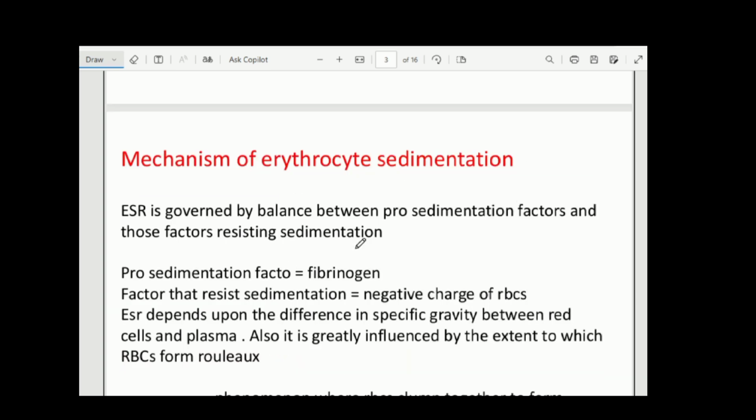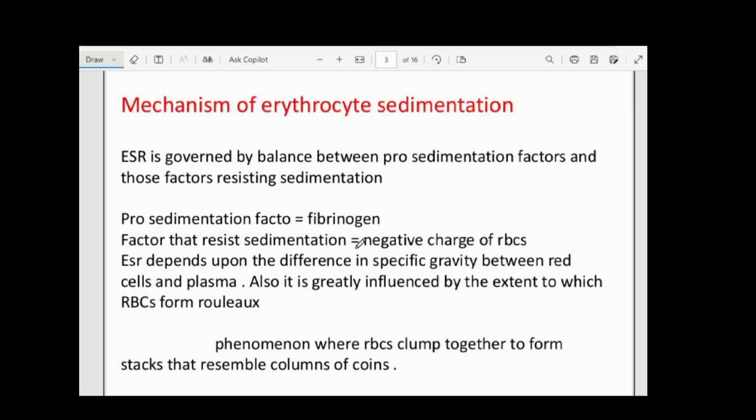Now what is the mechanism of that sedimentation? Why do erythrocytes sediment? In simple language, there is a positive force and a negative force which are balanced, and then the cells are not sedimenting in our blood. During sedimentation, something disturbs that balance and the erythrocytes sediment.